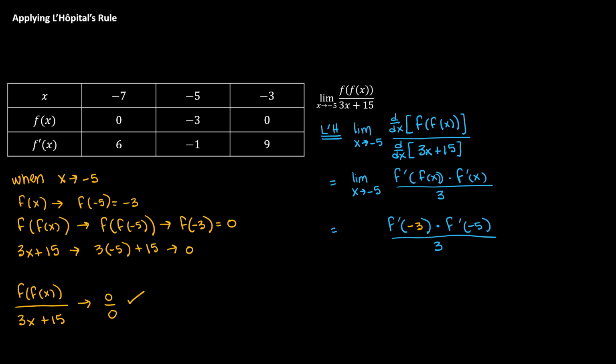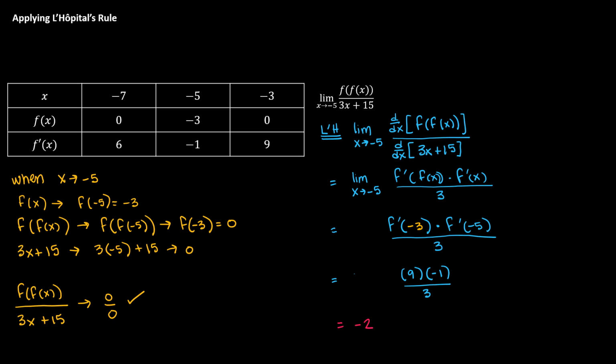We also need to read what f prime at -5 is. F prime at -5 is -1, so our numerator becomes 9 times -1. And all of that's divided by 3, so this simplifies to be -2. So we have two examples here of applying L'Hopital's rule in a case where we don't know the definition of the function inside of our limit.